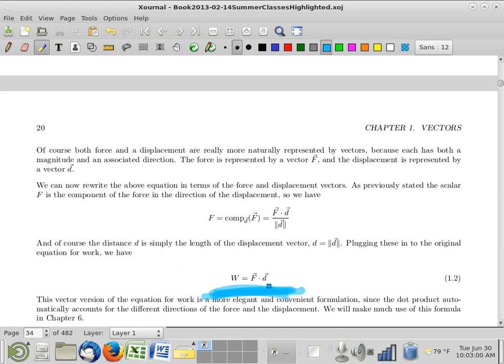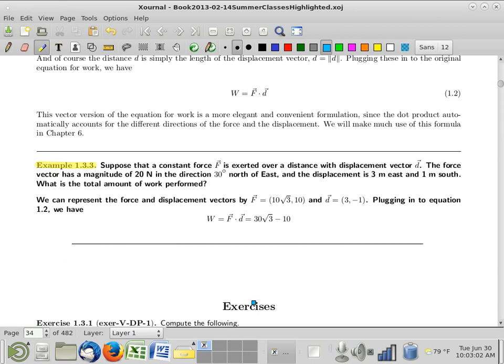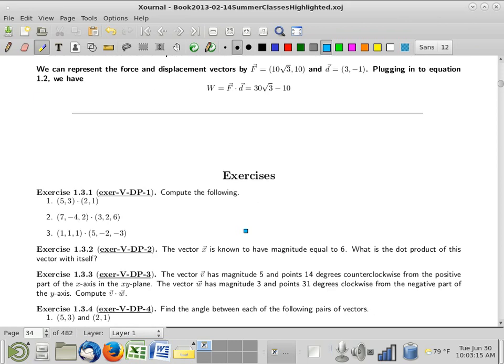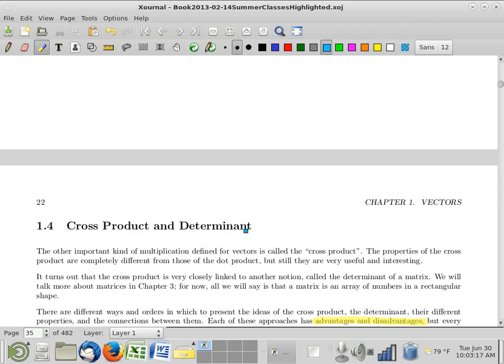All right. So there's an example here. I'm going to let you all read this example. It's just an explicit example: given a force and given a displacement, compute the work. It's just a dot product, and I'll let you read through that yourselves. Okay, so I'm going to move on now. We're done with section 1.3, with a bunch of exercises there for you.